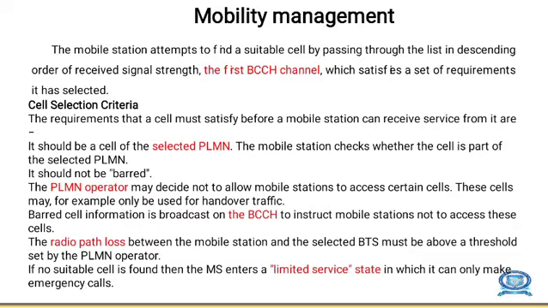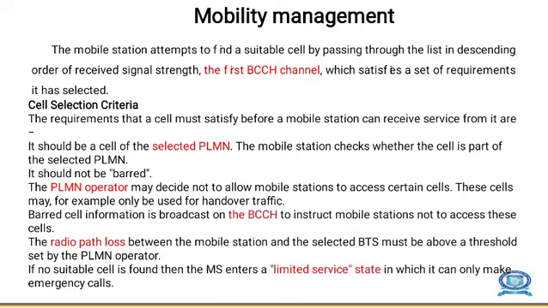What is mobility management? The mobile station attempts to find a suitable cell by passing through the list in descending order of received signal strength, and the first BCCH channel which satisfies the set of requirements is selected. So mainly we will have three cell selection criteria. The requirements the cell must satisfy before a mobile station can receive the service.